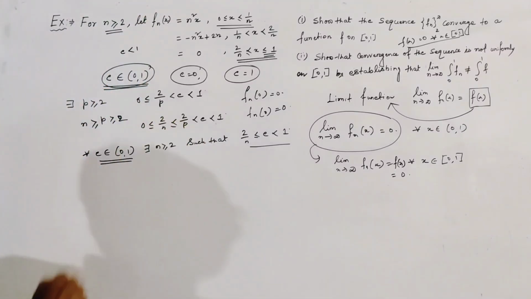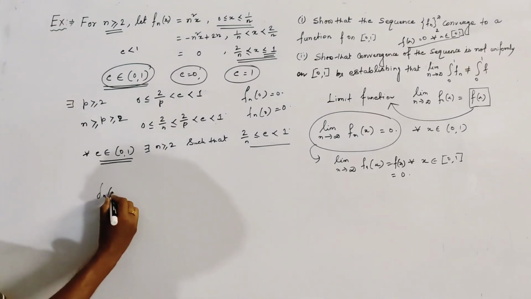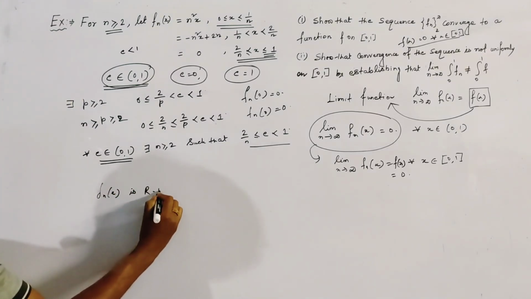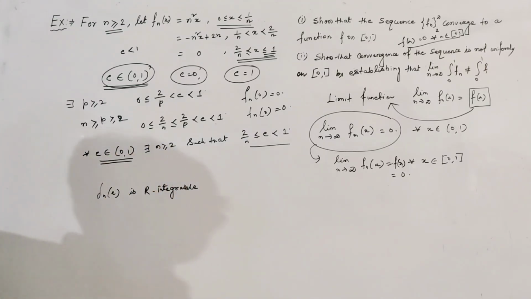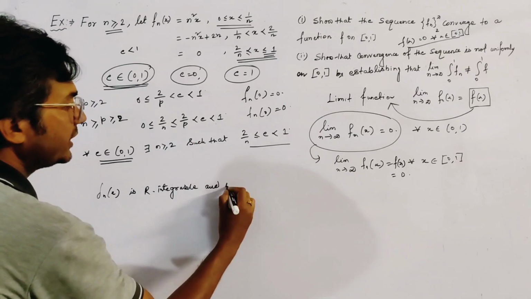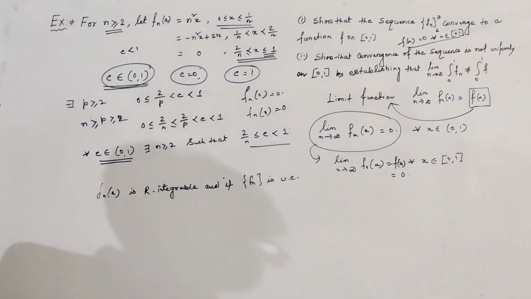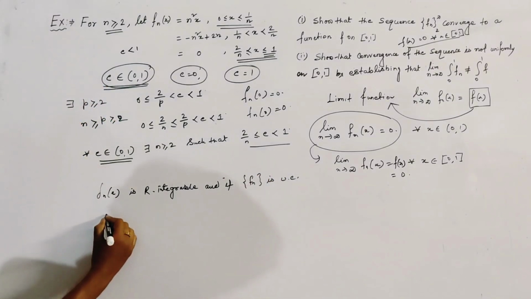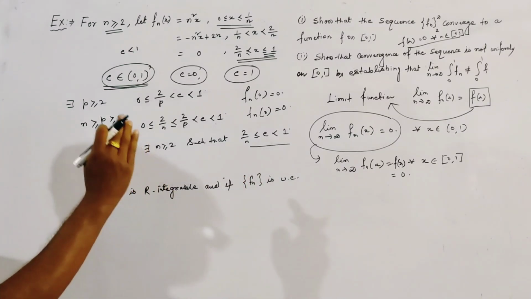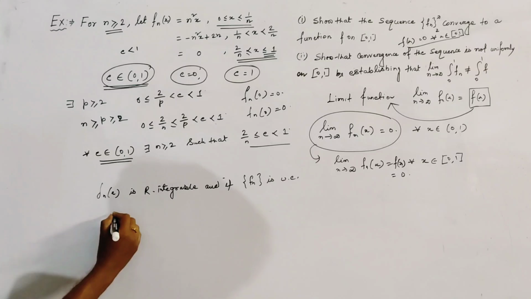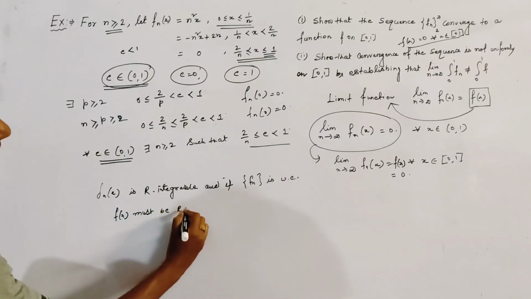Okay, here we use the theorem of uniform convergence: if fn is a uniformly convergent sequence of functions, then f(x) must be R integrable there.